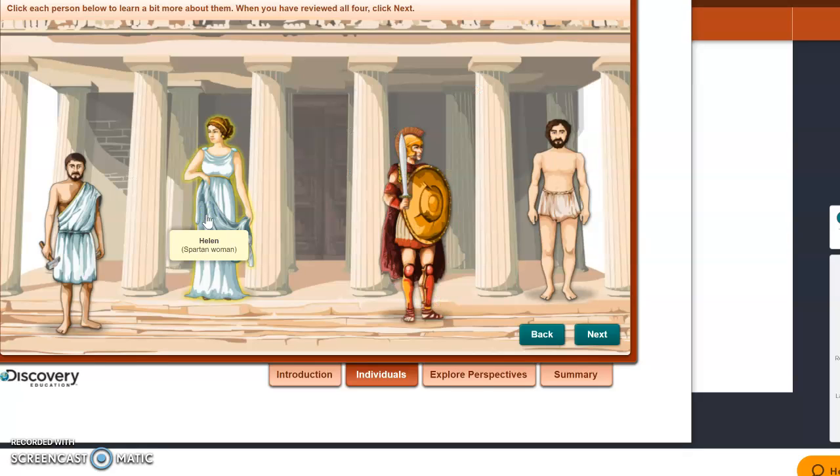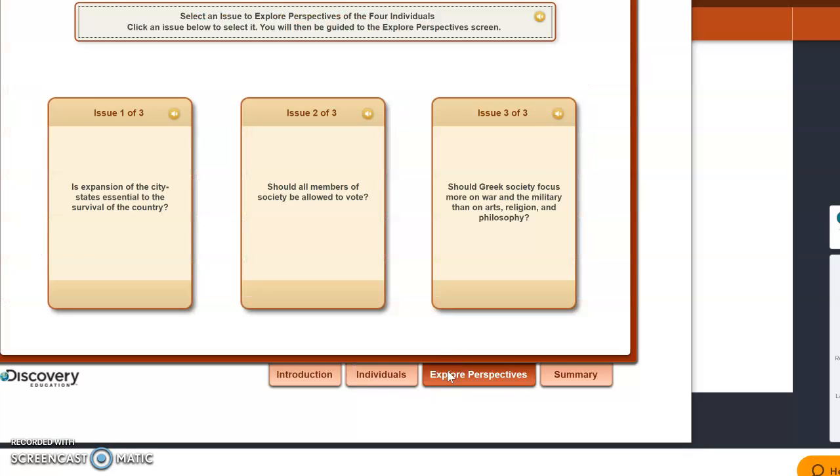Once you read about all 4, then you can click on the bottom here and click on Explore Perspectives. You're going to pick one of the issues. Read all 3, but pick one of the issues to explore. So say that you want to click on this one. Should all members of society be allowed to vote?